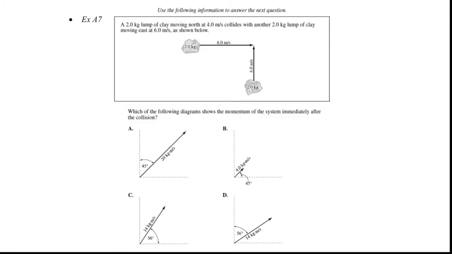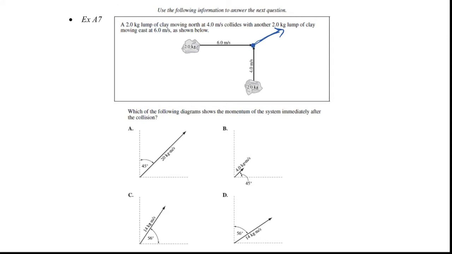So here's an old diploma question that we can go over, where this one's kind of nice and easy. We'd still definitely have two dimensions, but we just have one going in the X direction and one going in the Y. So we have a 2-gram lump of clay moving north at 4 meters per second, which collides with another 2-gram lump of clay moving east at 6 meters per second. So we know, of course, when they collide right here, they're probably going to go off in this direction somewhere at an angle. We just don't know exactly, right? Because they're clay, they're probably going to stick together and go off together in that direction.